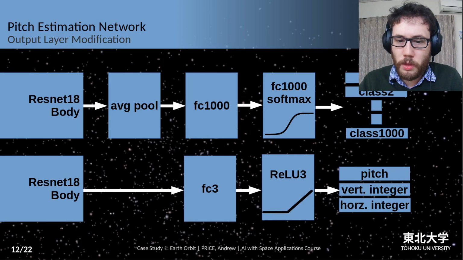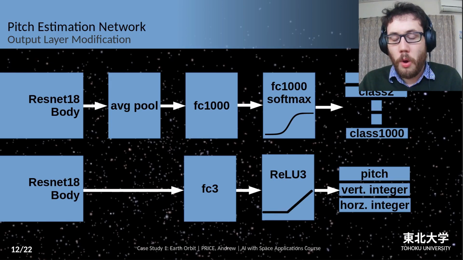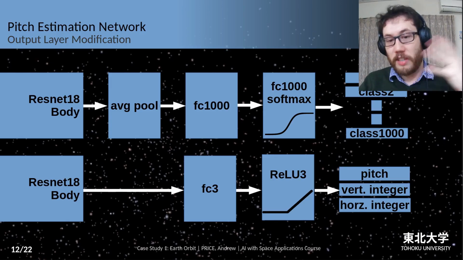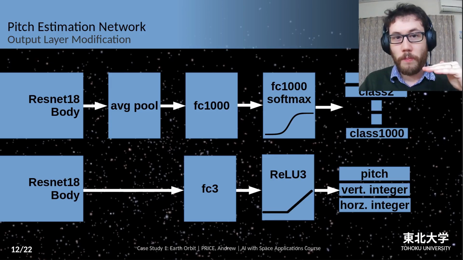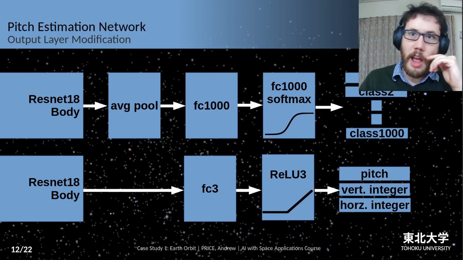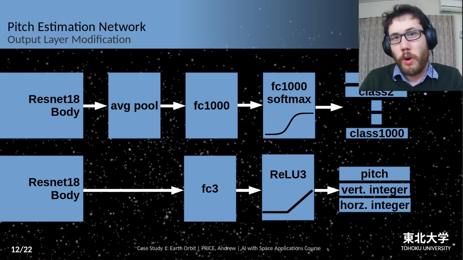So what is a rectified linear unit? Well, essentially, if it's a negative number, it outputs 0. And if it's a positive number, it doesn't change it. So it's just a 1-to-1, a linear output. And so, of course, that's good for our case. If we want to output a pitch of 20 degrees, it'll keep the number at 20 degrees.